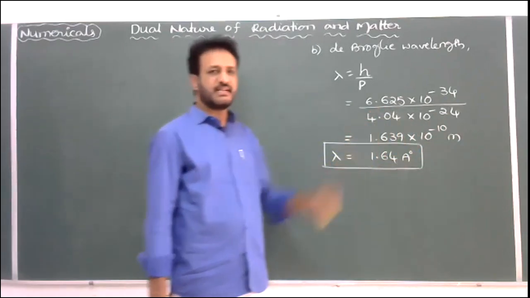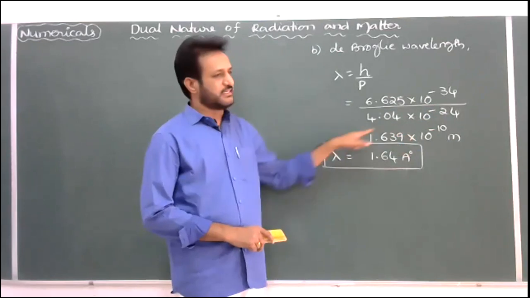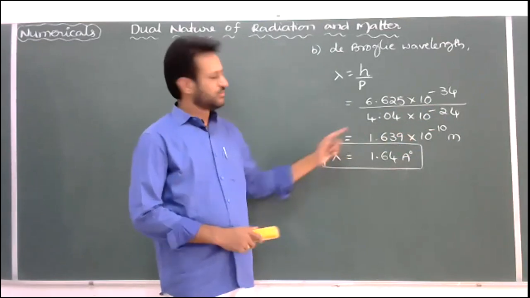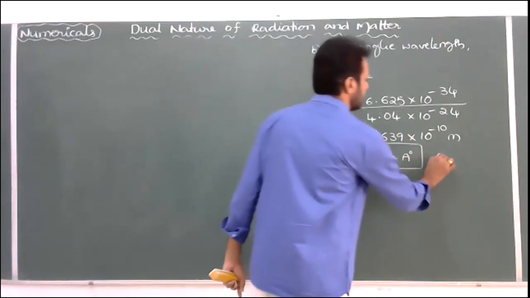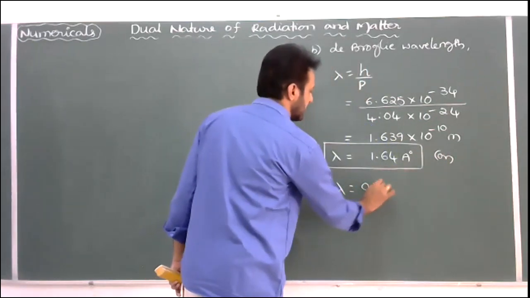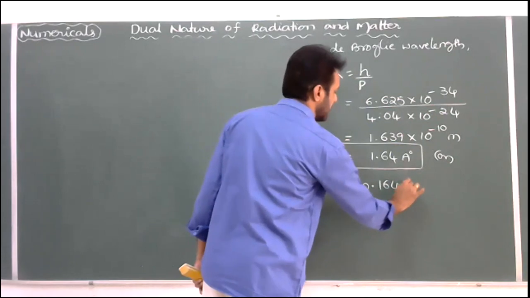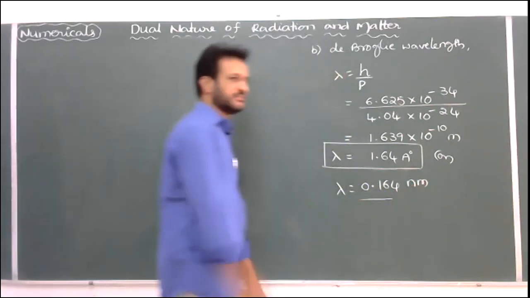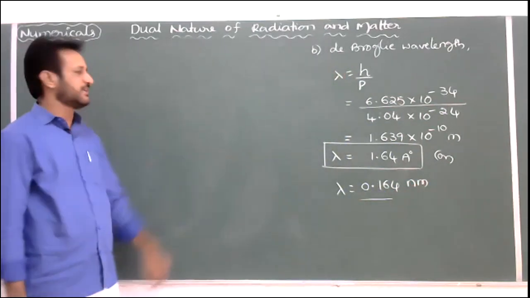So any answer may be written, but in the exam, it is important to write the answer in the SI system. So we can write the same value, or lambda is equal to 0.164 nanometer. All are correct: nanometer or angstrom or meter, any one you can write in the exam.